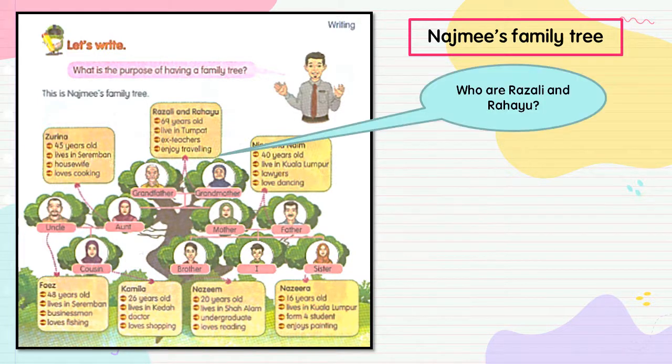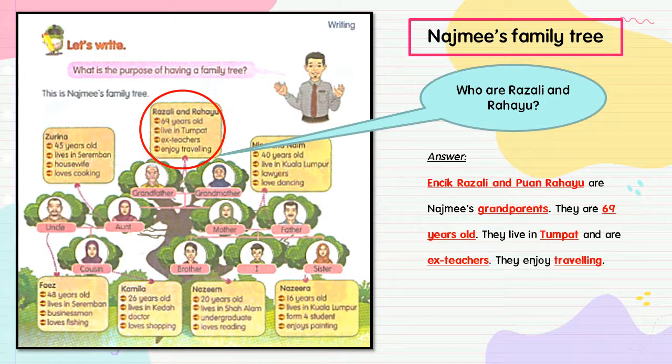Let's look at the next one. Who are Razali and Rahayu? Look at the family tree again. Now use this information to write a short description about them. Have you written the answer? So this is the answer. Encik Razali and Puan Rahayu are Najmee's grandparents. They are 69 years old. They live in Tumpat and are ex-teachers. They enjoy traveling.